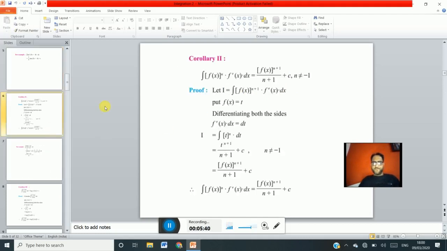See the next corollary: the integration of f of x to the power n into f dash x dx equals f of x to the power n plus 1 upon n plus 1 plus c. The condition is n not equal to minus 1. So here also, to prove it, say I equals, again consider the left side of the proof, put f of x equals t, f dash x dx is dt, then the integration of t to the power n dt, what do we get?